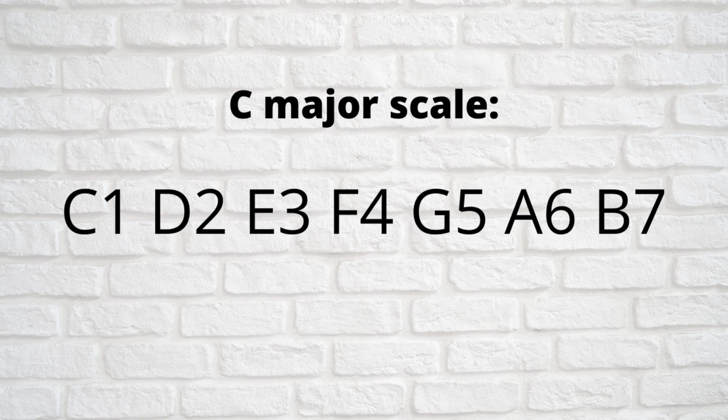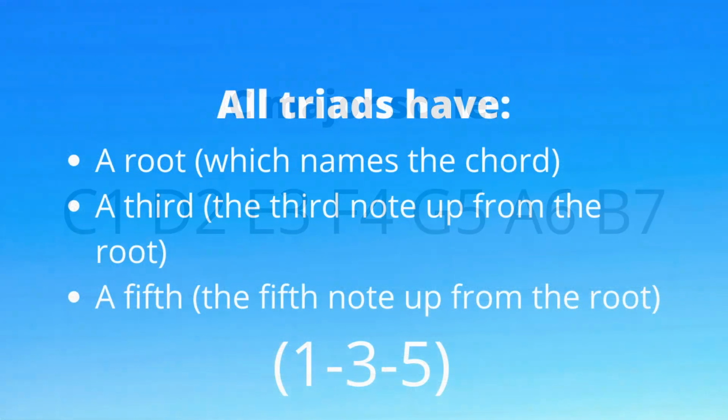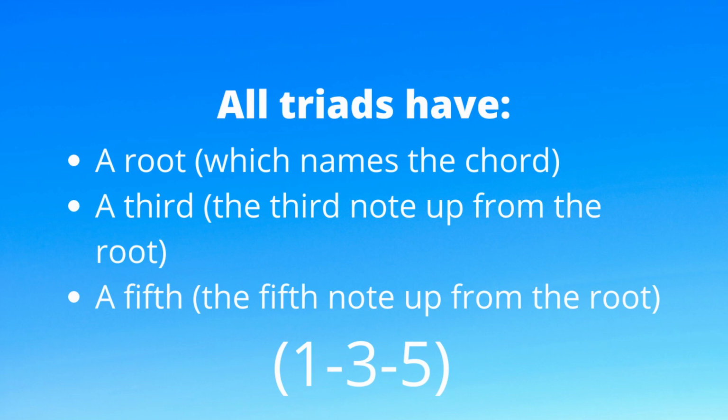The next step is to build some chords using only the notes of this scale. Now, the simplest type of chord is a triad. Triads have three notes: a root, which is the note that gives the chord its name, a third, which is the third note up from the root, and the fifth, which is the fifth note up from the root. The easiest way to remember this is 1, 3, 5.